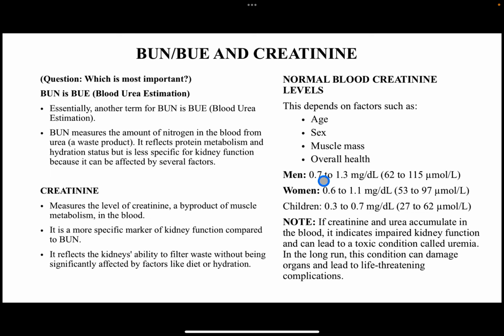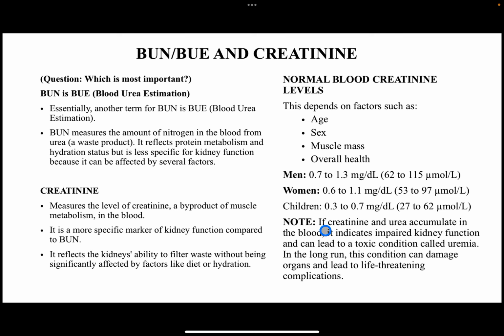So for men, normal creatinine levels should be between 0.7 to 1.3 milligram per deciliter. For women, it's between 0.6 to 1.1 milligram per deciliter, because men relatively tend to have more muscle mass. Is that okay? So we expect that definitely the creatinine levels would be higher in men as compared to women. For children, it is relatively very low, 0.3 to 0.7 milligram per deciliter.